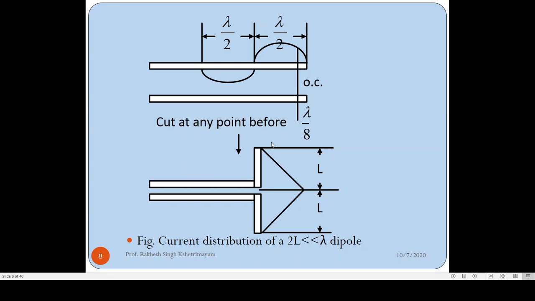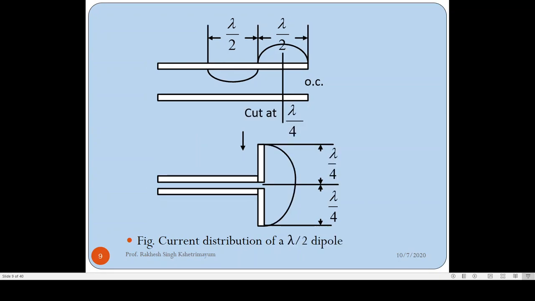So the current distribution we have drawn is done intuitively. You can even find it out from the current distribution we have derived in the previous slide, but we like to do it intuitively. So this is a transmission line with open circuit. This is the current wave inside the transmission line.